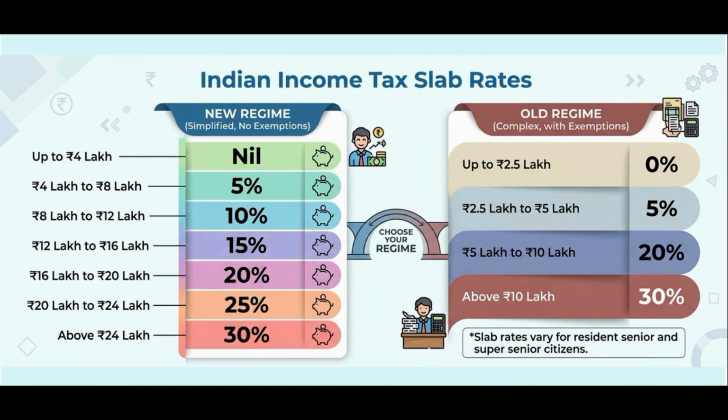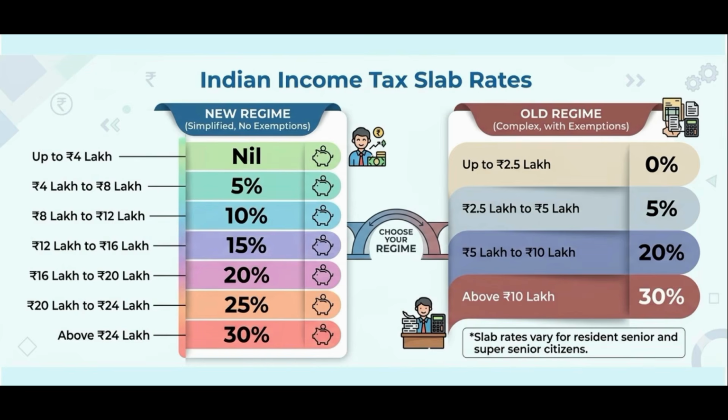The tax rate under this regime is: up to 4 lakh it is nil, 4 lakh to 8 lakh it is 5%, 8 lakh to 12 lakh it is 10%, 12 lakh to 16 lakh it is 15%, 16 lakh to 20 lakh it is 20%, 20 lakh to 24 lakh it is 25%, and above 24 lakh it is 30%. This regime is best for people who want simplicity and less paperwork.